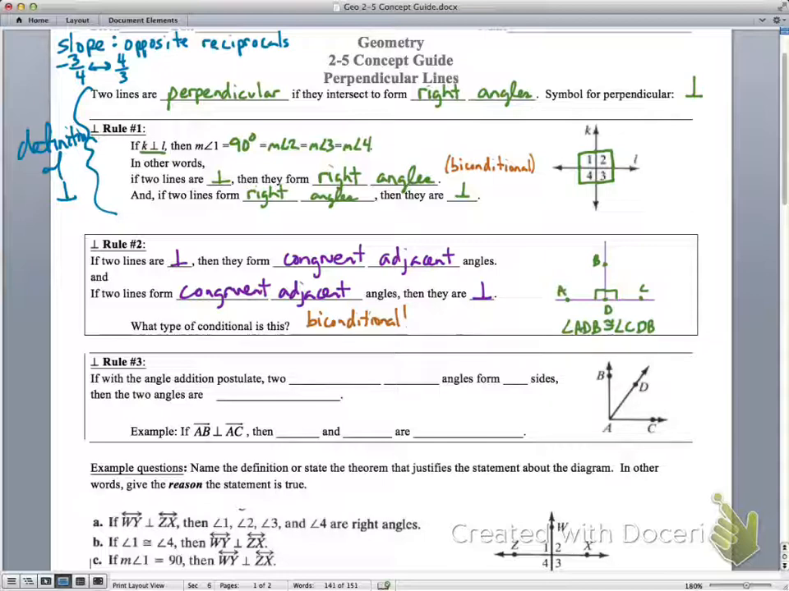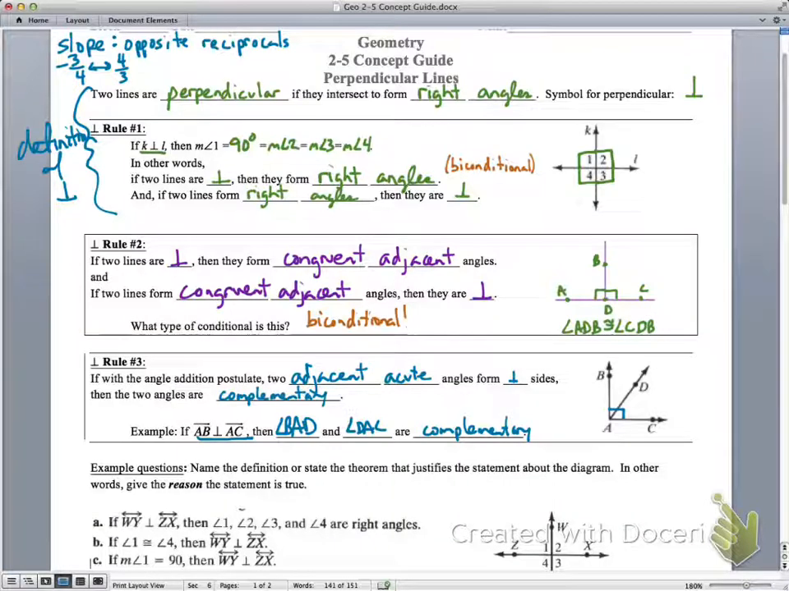Okay, rule number 3. With the angle addition postulate, if two adjacent acute angles form perpendicular sides, then the two angles are complementary. It's easier if we look at this in the form of a diagram. Here in this example, segment AB is perpendicular to AC. That means we have a right angle over there. We have two acute adjacent angles. Then those two angles are complementary because they add up to 90. They form a right angle, in other words.